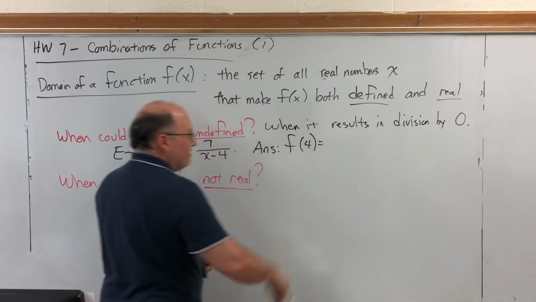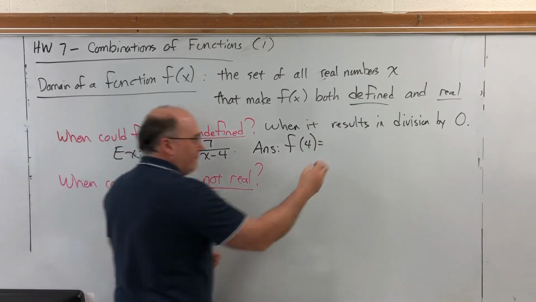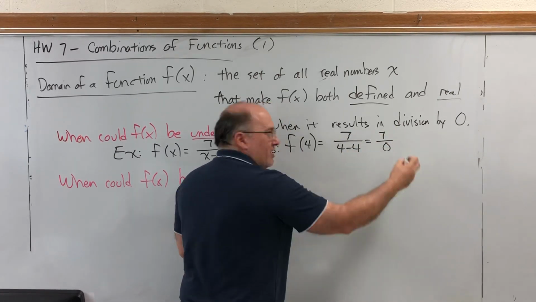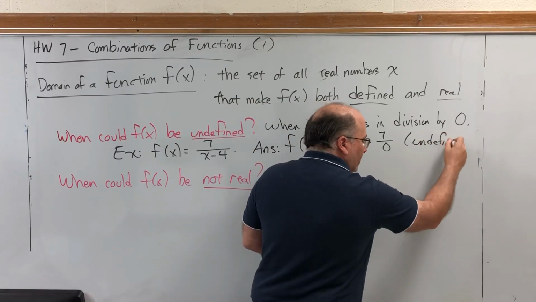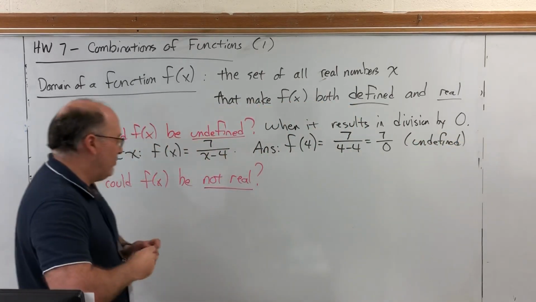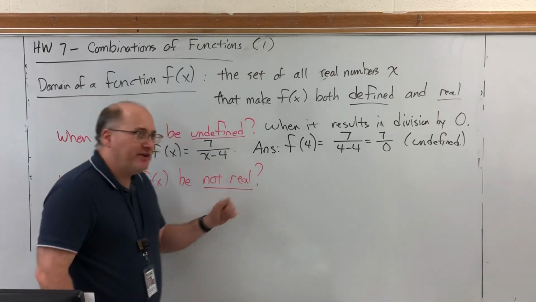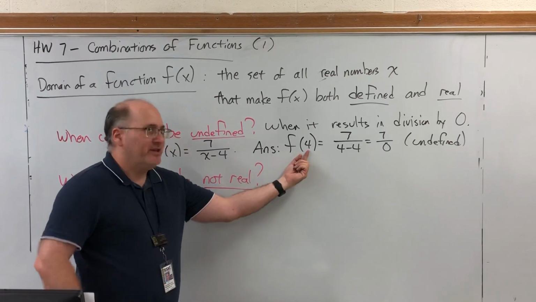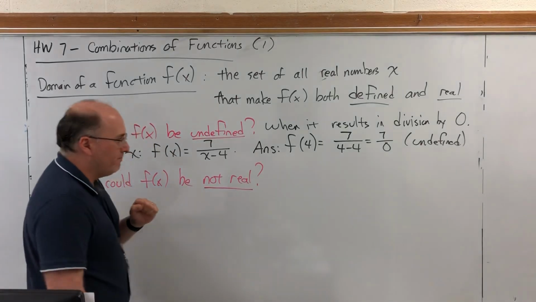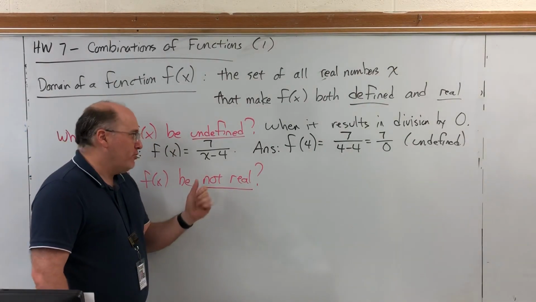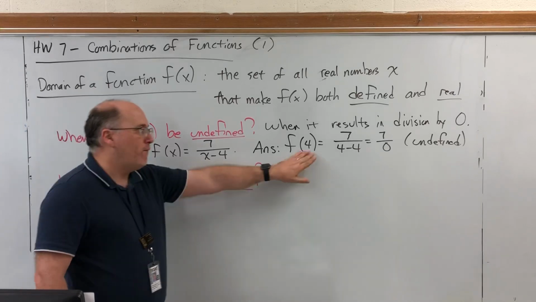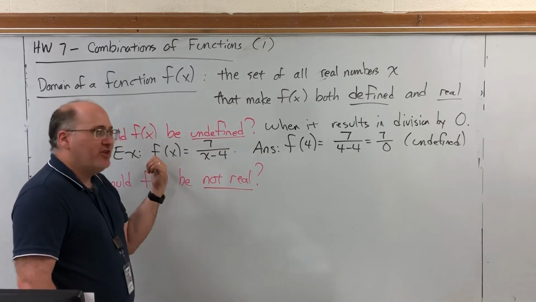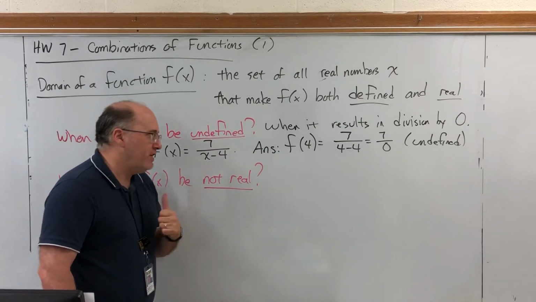If we try to put 4 into the function by replacing each x with a 4, we end up getting 7 over 0, and that's undefined. So that's an example of a value that makes a function undefined. And specifically, for this particular function, 4 would not be in its domain because that makes the function undefined. In fact, it's the only value that makes this function undefined. So 4 would be the only number not in the domain, which means the domain of this function would be everything except 4. We'll see how to write that in the next video.